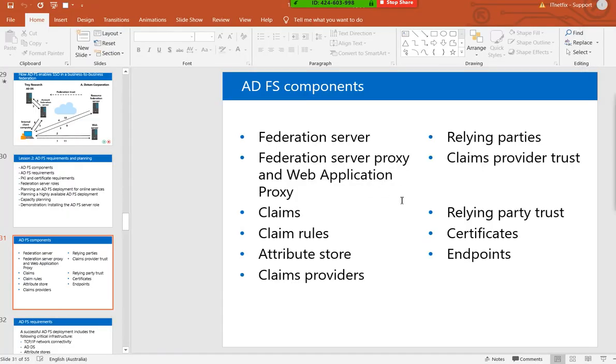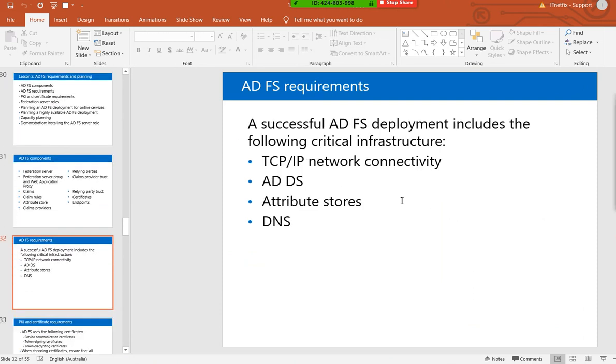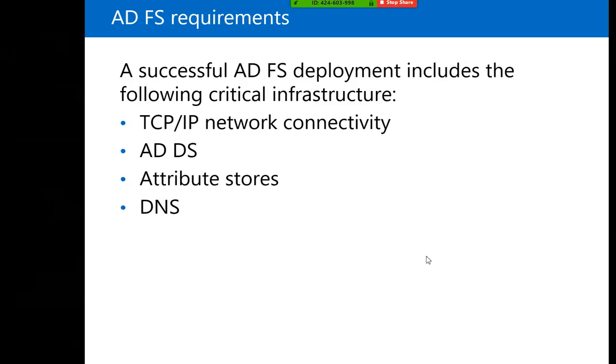Now let's go back to what we have. So what we actually required: Active Directory Federation service requirements. A successful ADFS deployment includes TCP/IP network connectivity, Active Directory domain services, attribute stores, and DNS. So any network will have IP communications, and then Active Directory domain services. This is the core component we need to have inside our network.